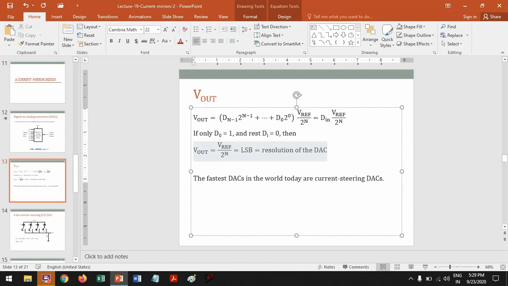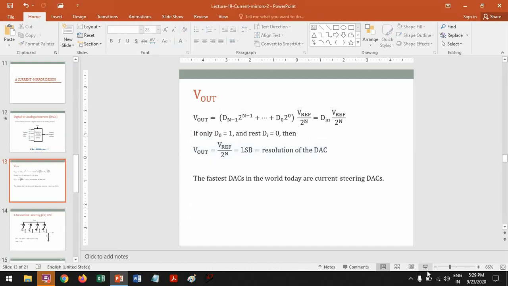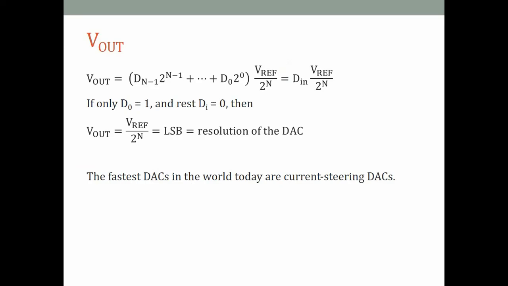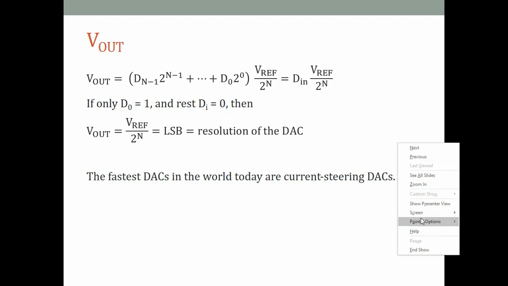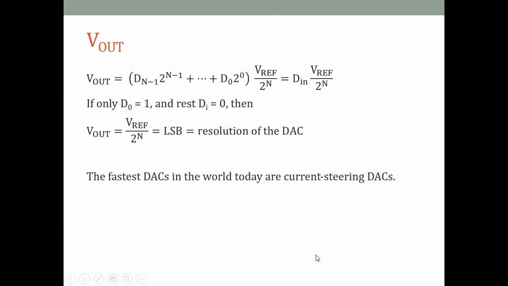That is, what is a resolution? It is the lowest voltage that can be detected or output by the digital to analog converter. It is also called the LSB, the least significant bit. And in DAC and ADC literature, the LSB is used also for the analog voltage. So this quantity is often called the LSB.